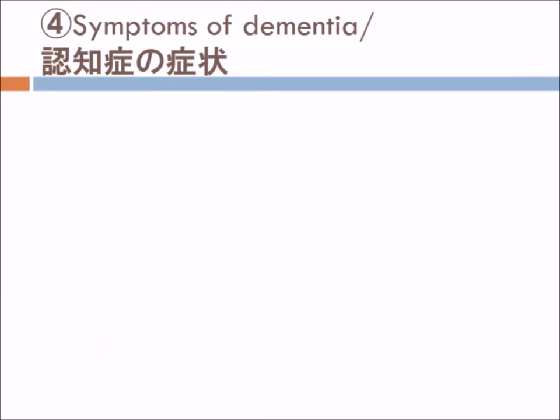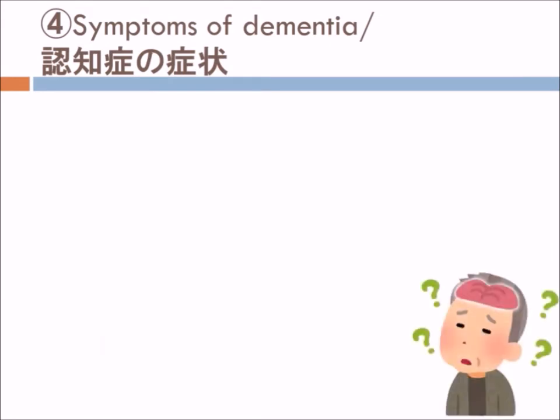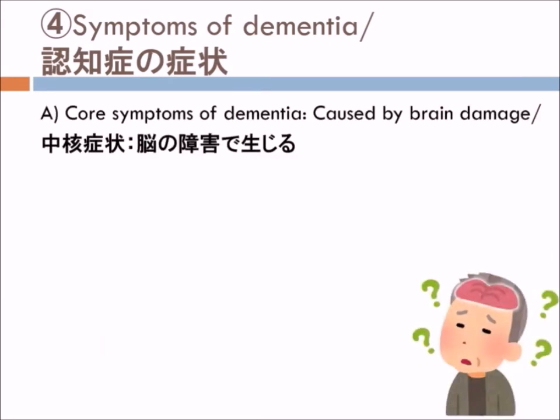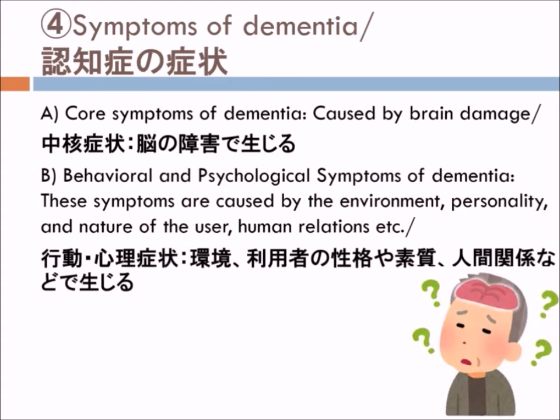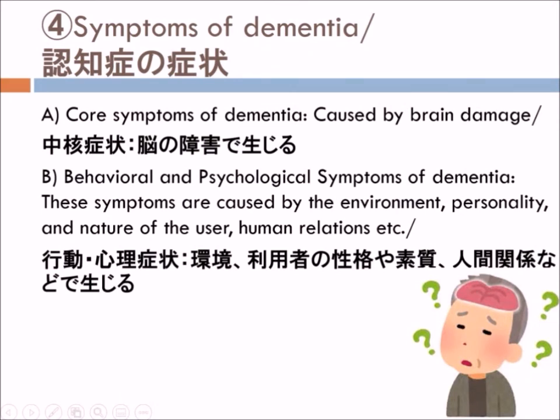4. Symptoms of dementia. Core symptoms of dementia are caused by brain damage. Behavioral and psychological symptoms of dementia are caused by the environment, personality, and nature of the user, human relations, etc.